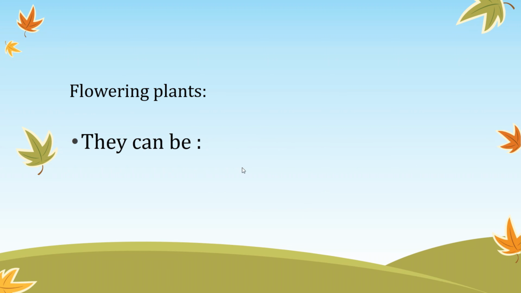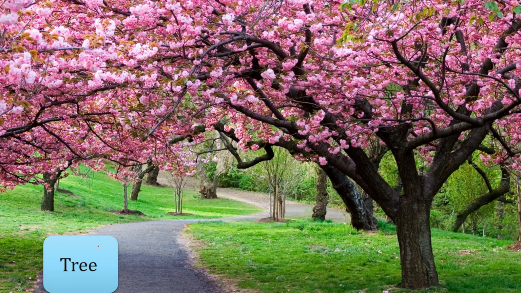These plants can be trees, so we have flowering trees and non-flowering trees, and they may be shrubs. We have flowering shrubs. Of course, we have also flowering herbs. And let's see some examples about flowering trees. Do you see these nice trees? It is the cherry tree.